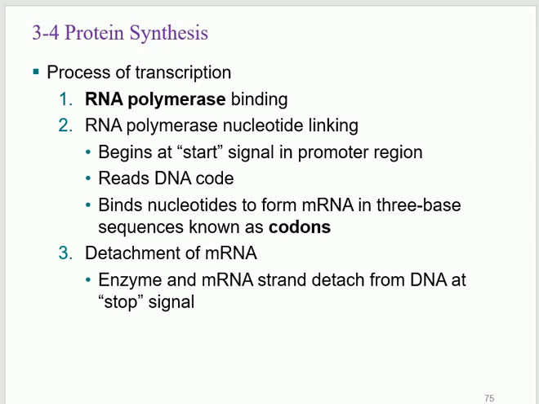Otherwise, RNA polymerase will be going like this: 5, 6, 7, 8, it will be copying anything, if you don't put specific points to tell that enzyme where to start and where to end.